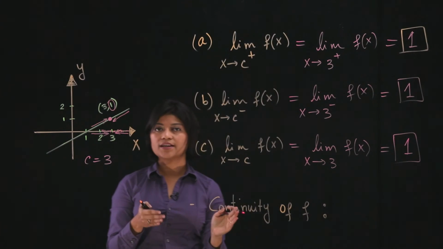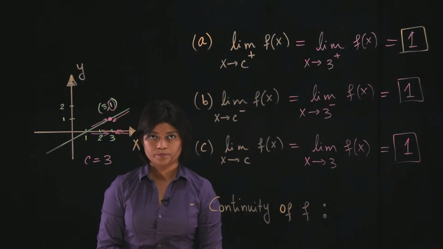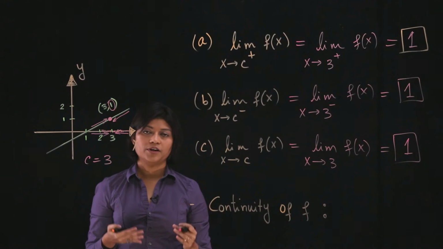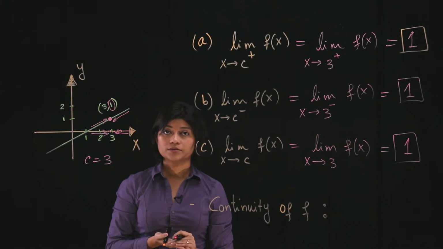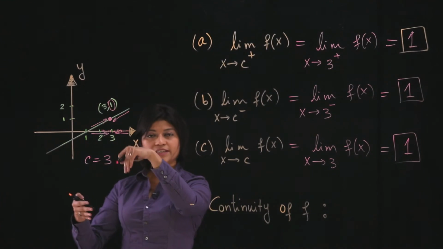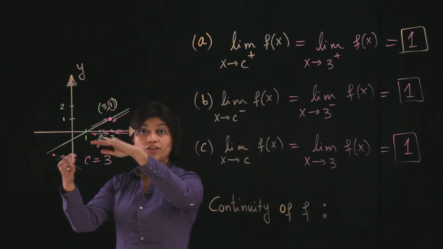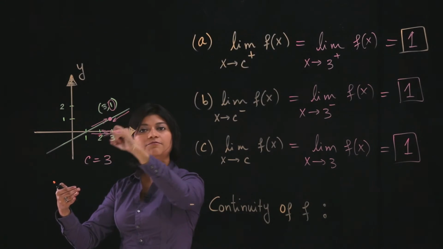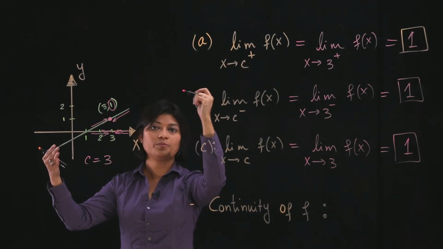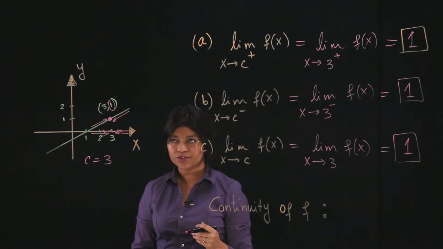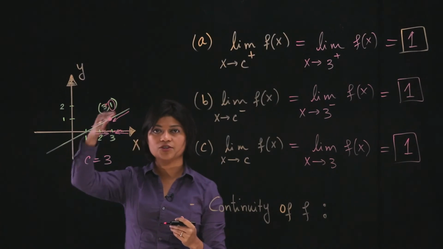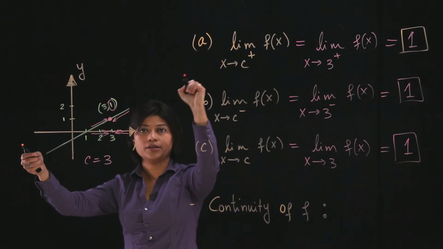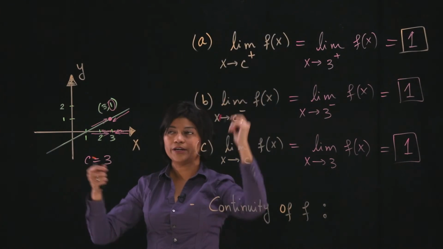Finally, we have to decide the continuity of this function. What do we know about whether a function is continuous or not? The easiest way is to look at the graph and see if you can draw the graph of the function without lifting your pen, then the function is continuous. Now, you know that is the case for a straight line, right? You keep on drawing. You don't have to lift your pen, right?